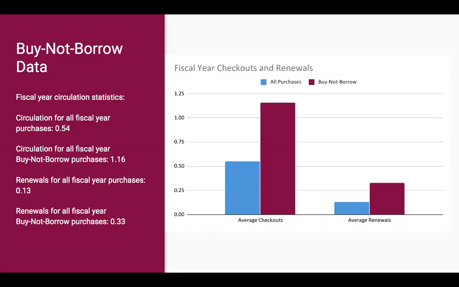Our circulation for all Buy Not Borrow purchases is 1.16, even with that extended loan period for faculty. Renewals for all fiscal year purchases is 0.13, and renewals for all fiscal year Buy Not Borrow purchases is 0.33. So these resources are circulating at a higher rate than our collection in general, and this is partially because we know when a faculty member or a student requests something through interlibrary loan that it is actually something that they want to use and not a suggestion, as might be the case with a normal request to add something to the collection.